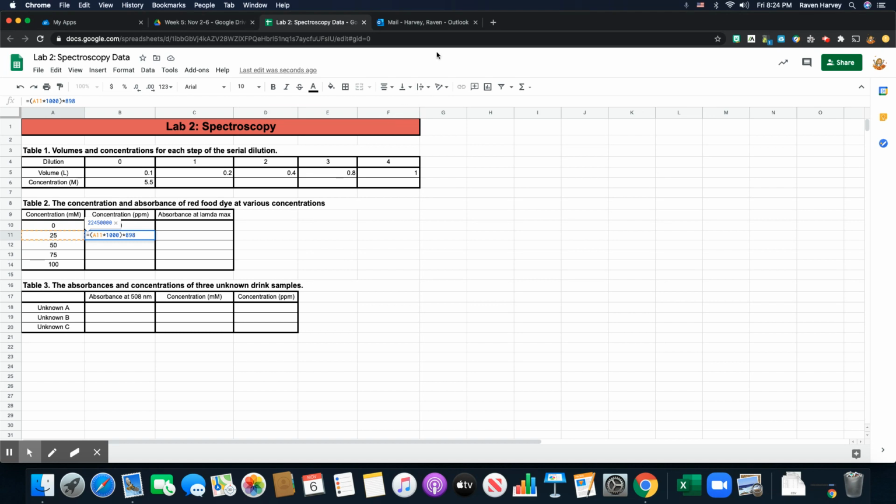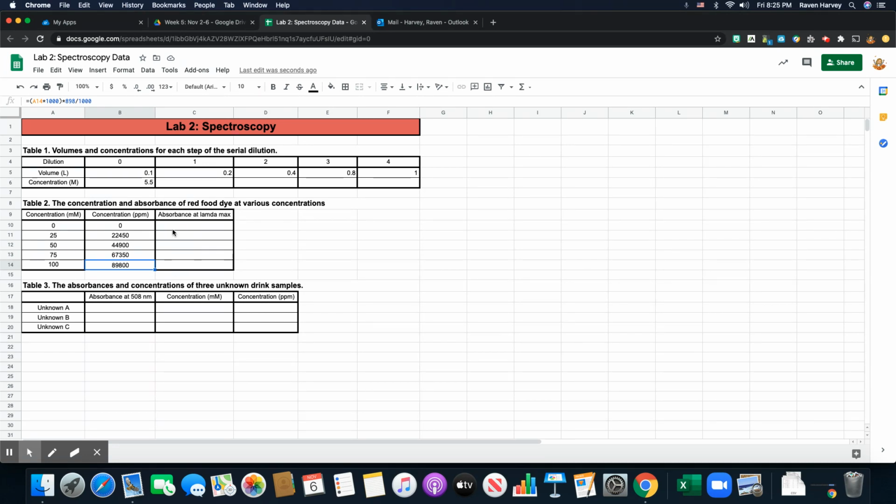So in order to get it back to milligrams, I'm going to divide by 1,000. And it gives me 22,450. Okay. And so now what I can do is drag this down, and it automatically changes where instead of saying 25, it does it for A12, which is 50, and so on and so forth.